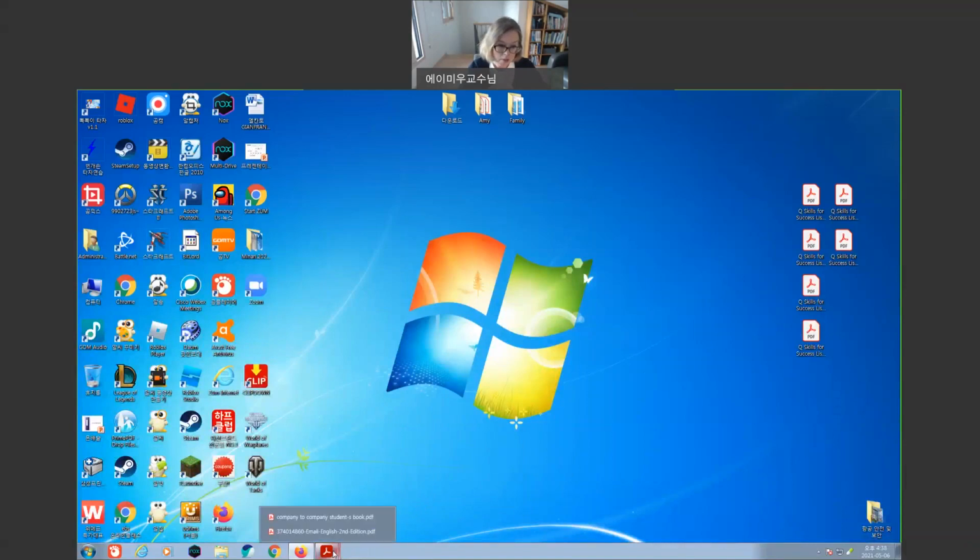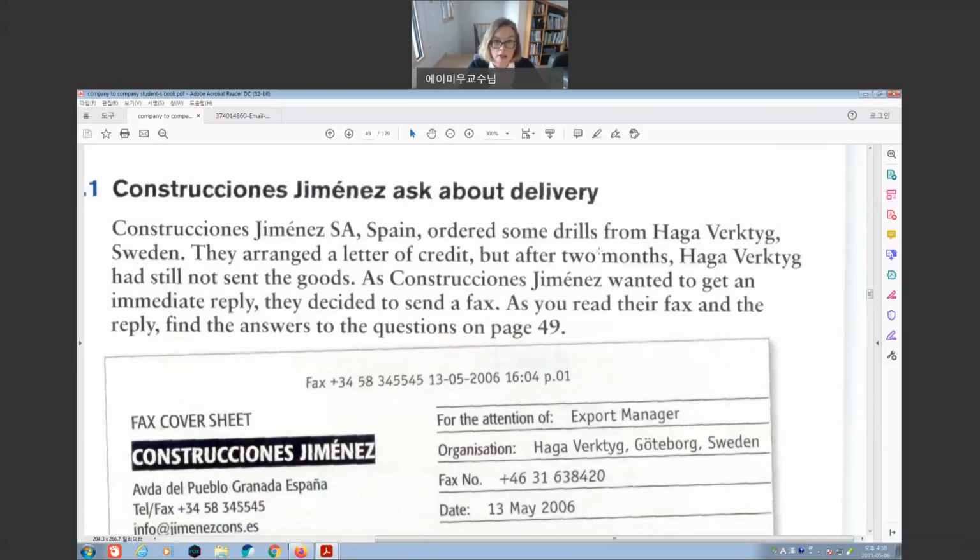Okay, so next we're going to look at a book called Company to Company. This unit is about apologies. This is Construcciones Jimenez asks about delivery. Construcciones Jimenez SA, Spain, ordered some drills from Haga Virktig, Sweden. They arranged a letter of credit, but after 2 months, Haga Virktig had still not sent the goods. As Construcciones Jimenez wanted an immediate reply, they decided to send a fax.